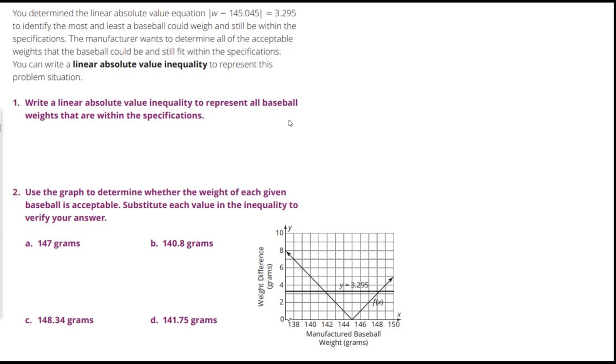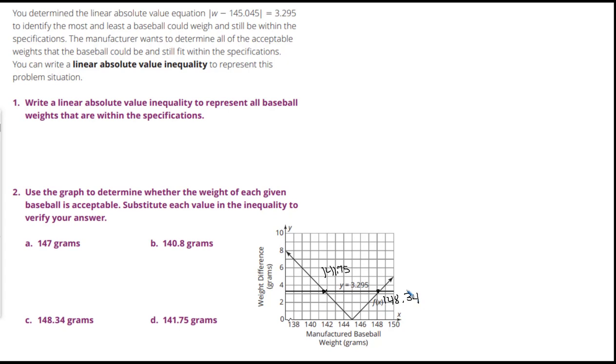Today we're completing the play ball activity, and today we're going into inequalities with absolute values. When we talked about this earlier, when we first started this unit, we had the absolute value of W minus 145.045 equal to 3.295, and that gave us our two endpoints: this point here at 141.75, and this endpoint here at 148.34.